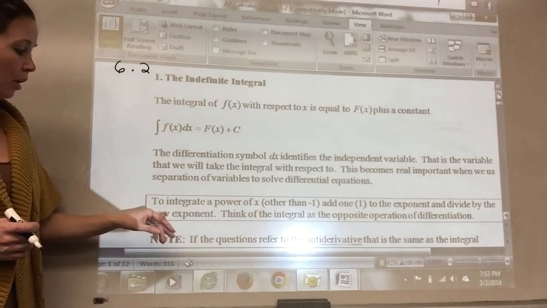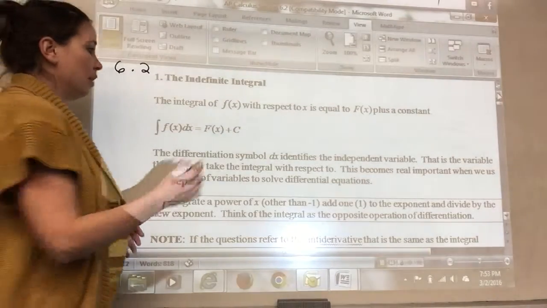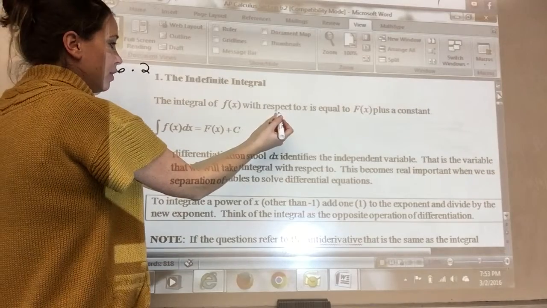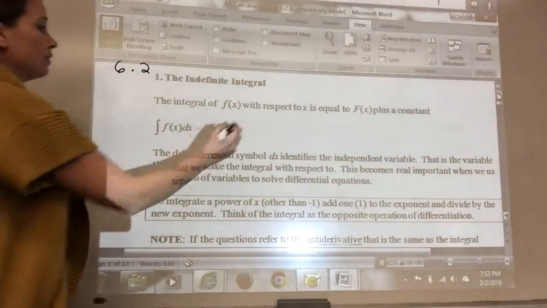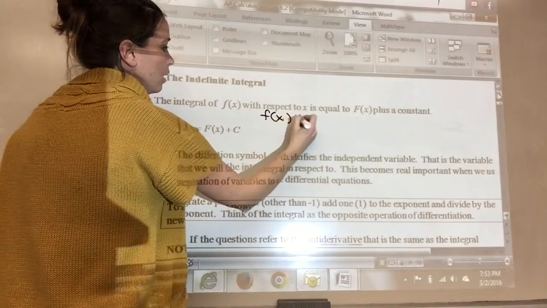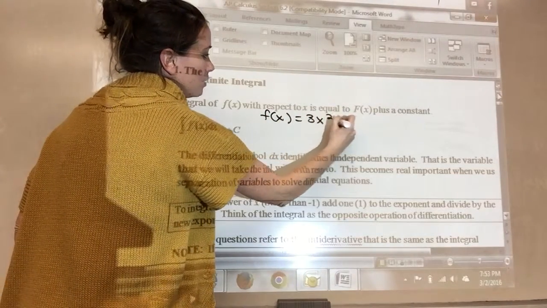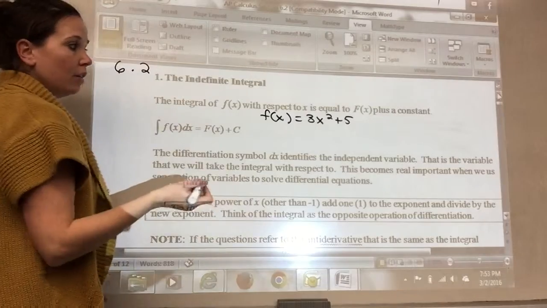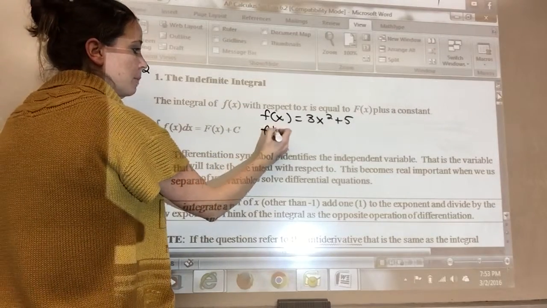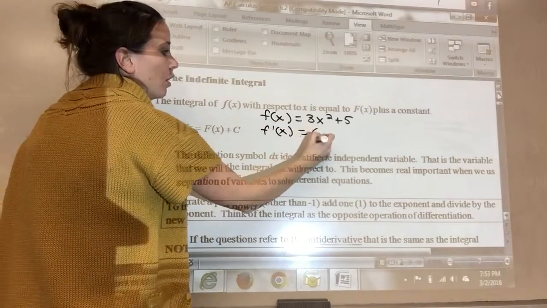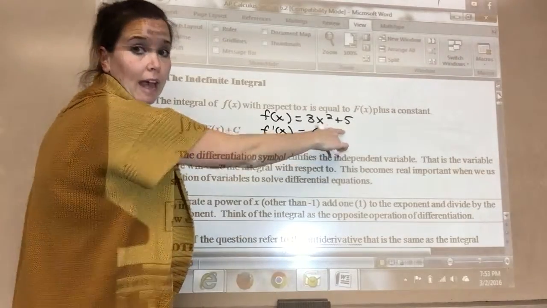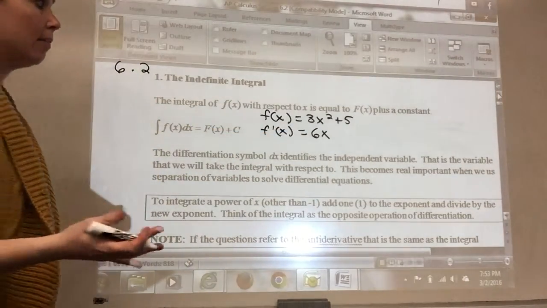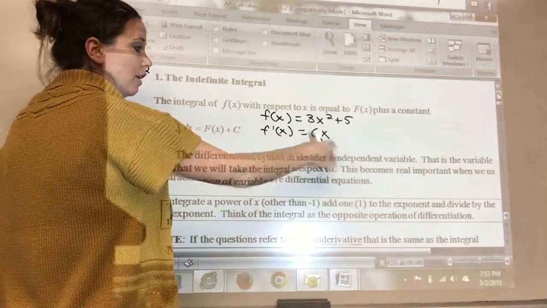Okay. Why do we have to worry about the plus c? Well, let's pretend that I give you just a regular function. We'll do f of x equals 3x squared plus 5. And if I ask you to take the derivative of this simple function, we would all get 6x. The problem is when we take the derivative of our constant 5, that 5 goes away because the derivative of a constant is 0.